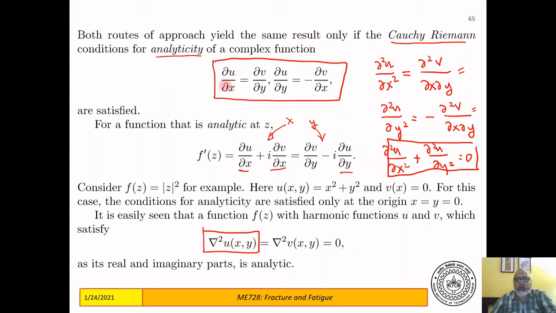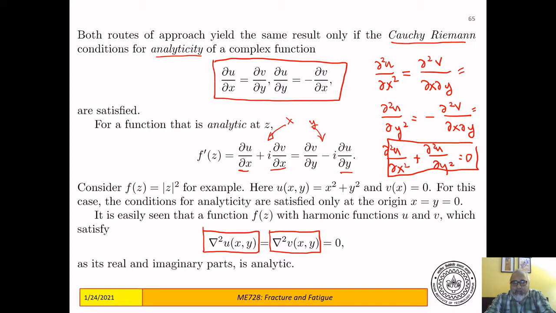Similarly, if you do a derivative with respect to del del y here and del del x here, the second equation, you come to the conclusion that del square v is also equal to 0, which means that if a function is analytic, its real parts and its imaginary parts separately satisfy the harmonic equation. So that is another test of analyticity, that u and v both satisfy the harmonic equation.